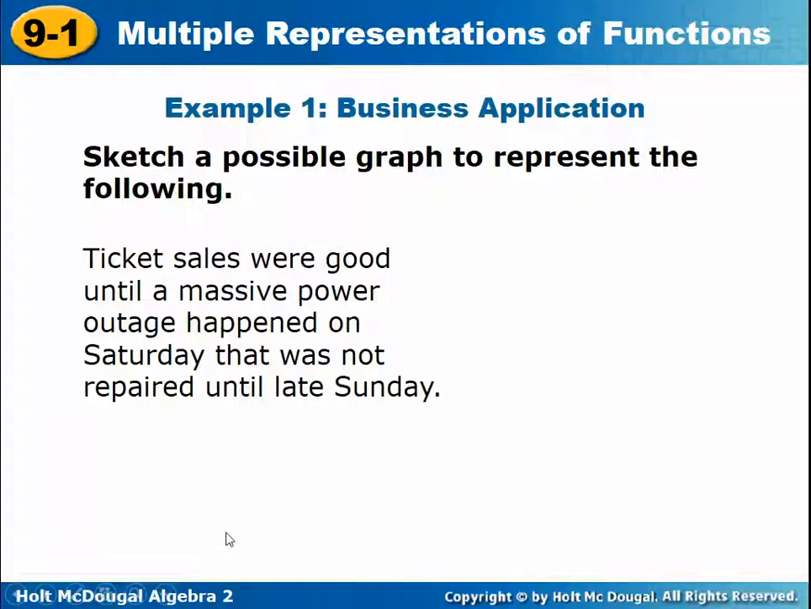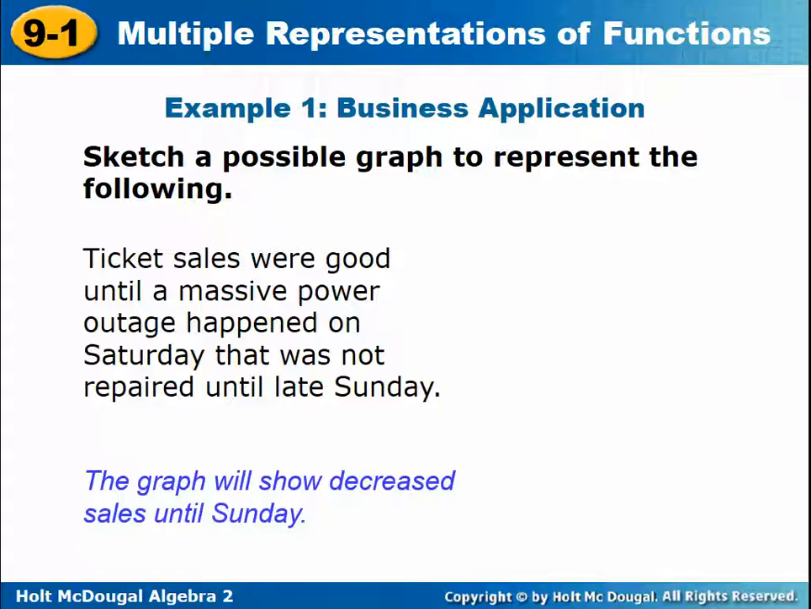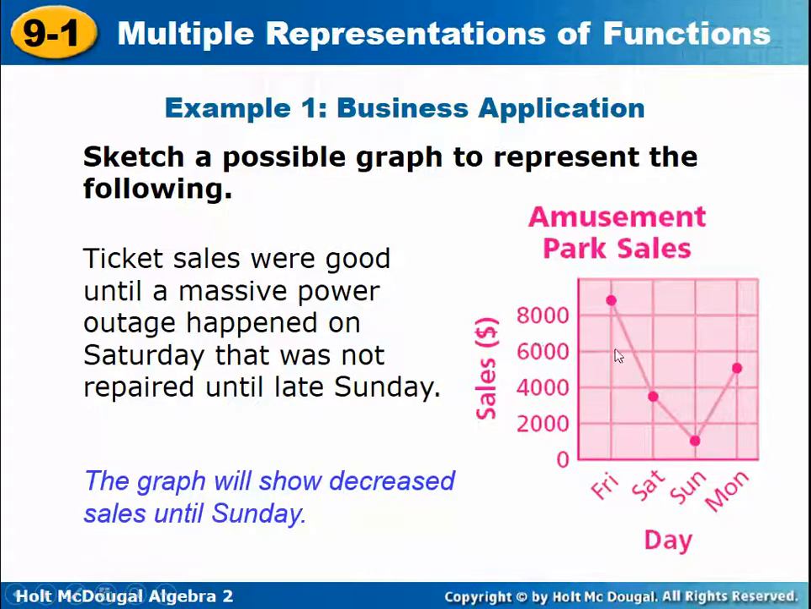Here's a business application, and it says sketch a possible graph to represent the following. Ticket sales were good until a massive power outage happened on Saturday that was not repaired until late Sunday. So ticket sales were good, so they're going to increase, and then on Saturday the ticket sales went down because there was a power outage. So this is showing that on Friday they were very good sales, and then it decreased because there was a power outage that was not fixed until Sunday, and then you can see that it increased again.